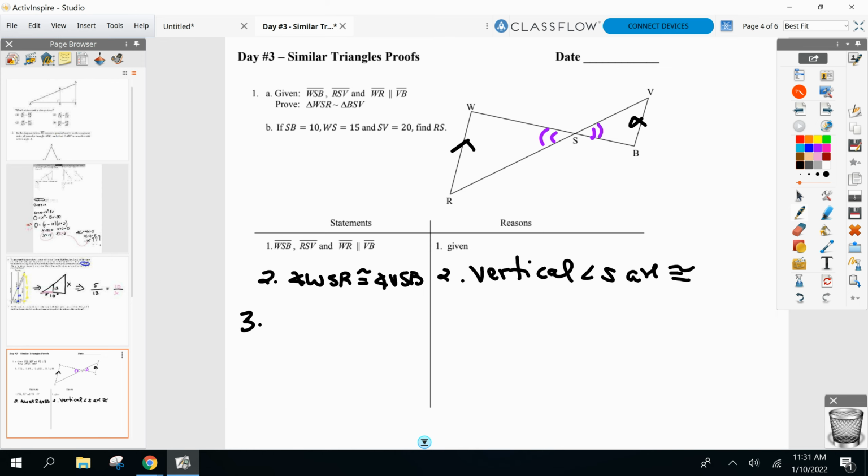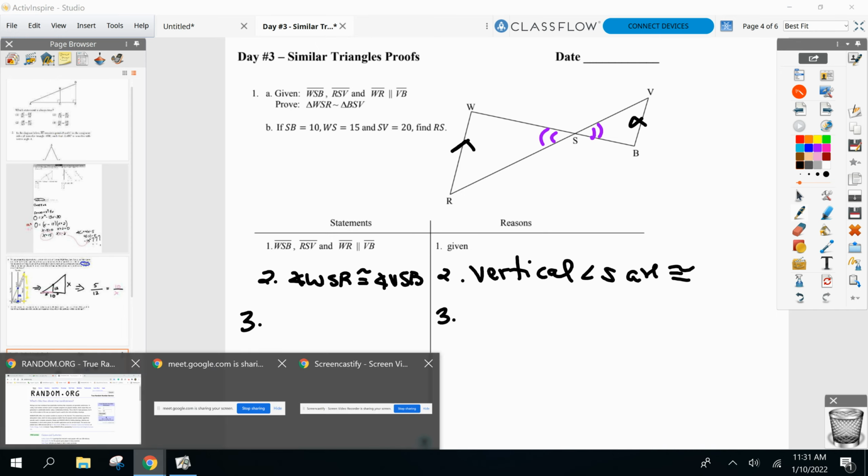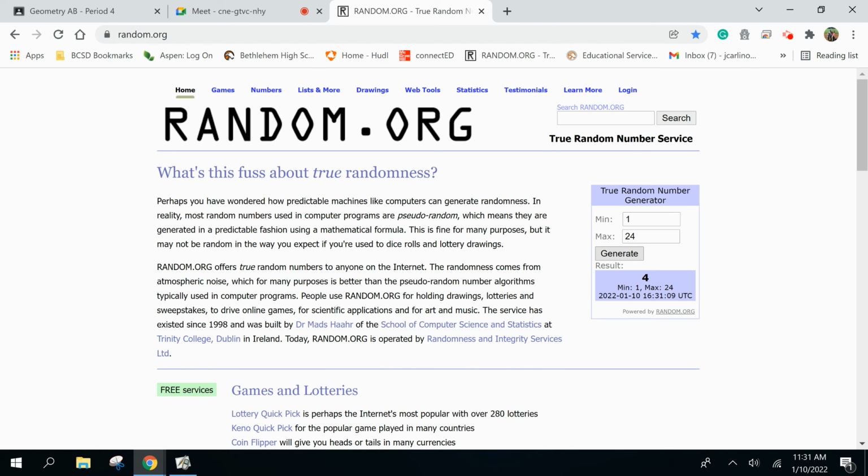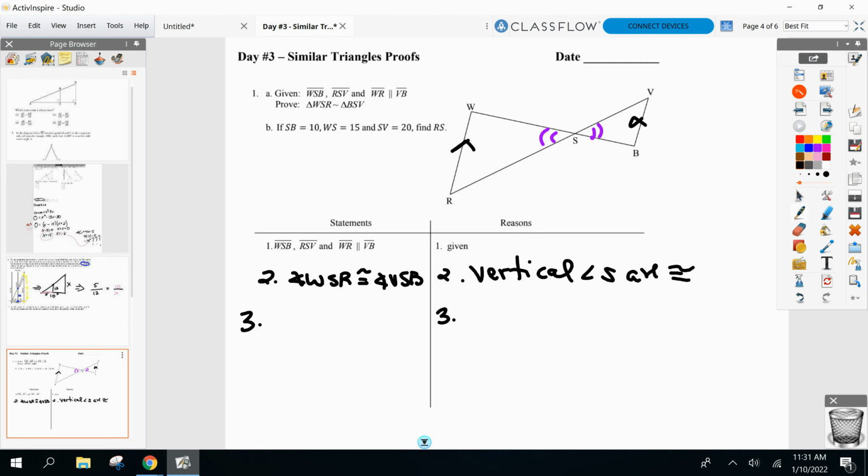All right, I got the vertical angles done. We've done this so many times. Give me another pair of angles that should be equal. Angle WRS is congruent to angle EBS because. Whoa, whoa, you're saying R and B are equal? Why R and B?